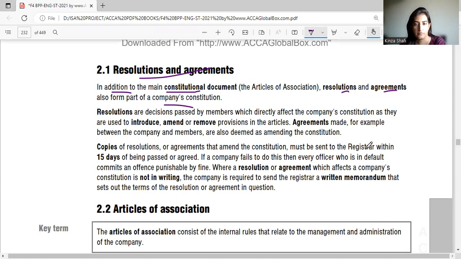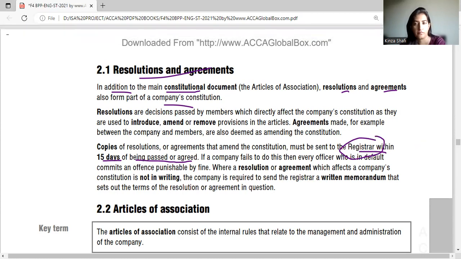And what does it say? That copies should be sent to the registrar within 15 days of being passed or agreed. So registrar must be informed about each and everything they do in the company.